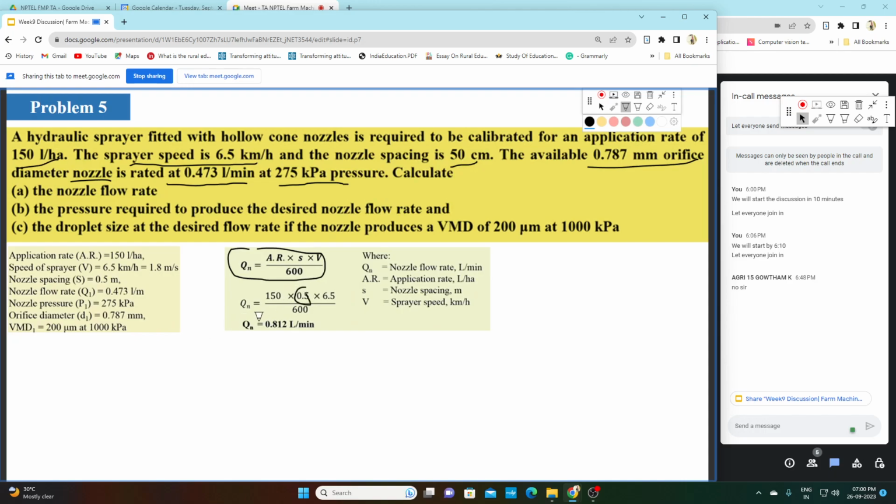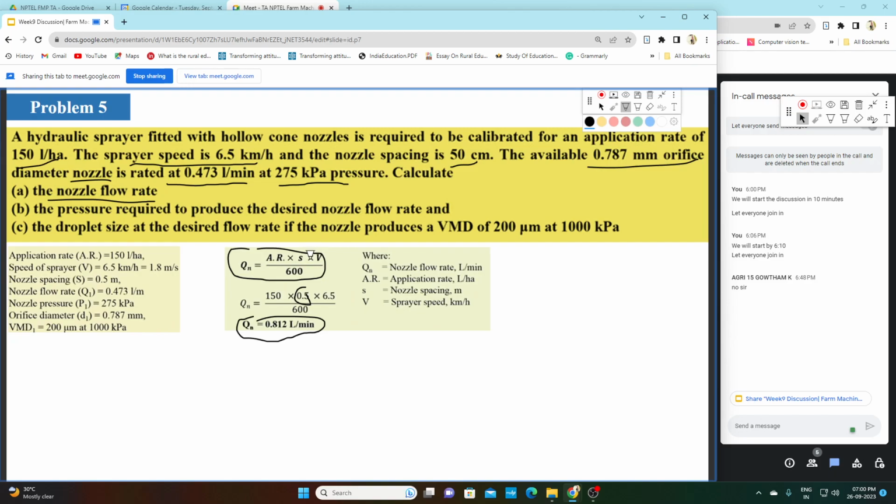So by this you can get the application rate, and by this formula you can get the nozzle flow rate. Again, I am repeating: what will be the nozzle flow rate? Nozzle flow rate will be equal to application rate into field capacity divided by 60. How will we find field capacity? Field capacity is S into W by 10.